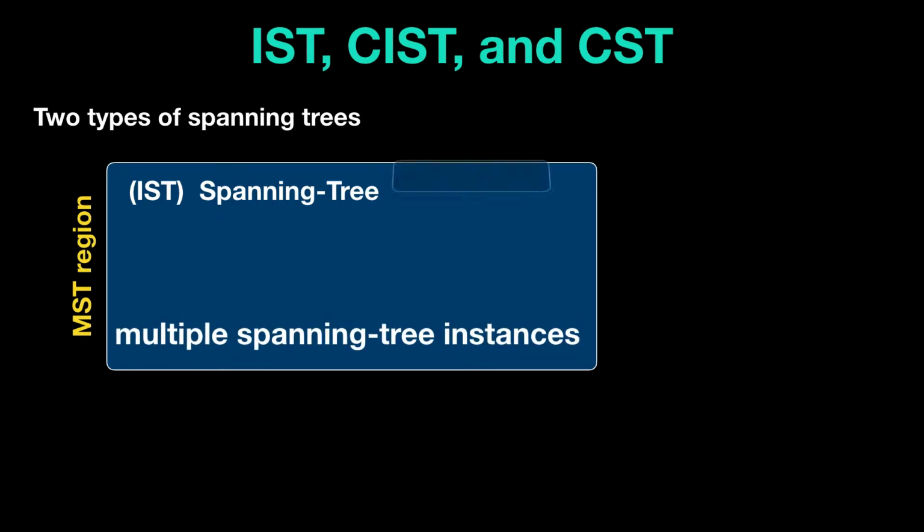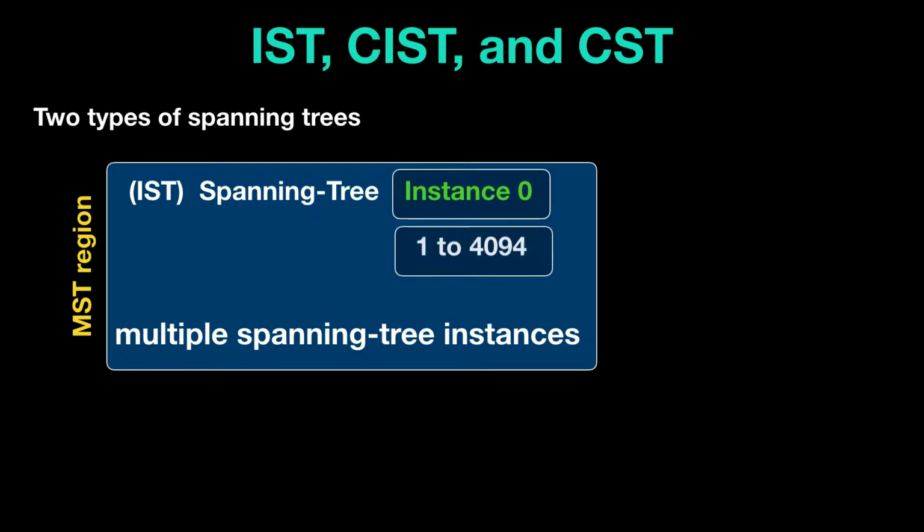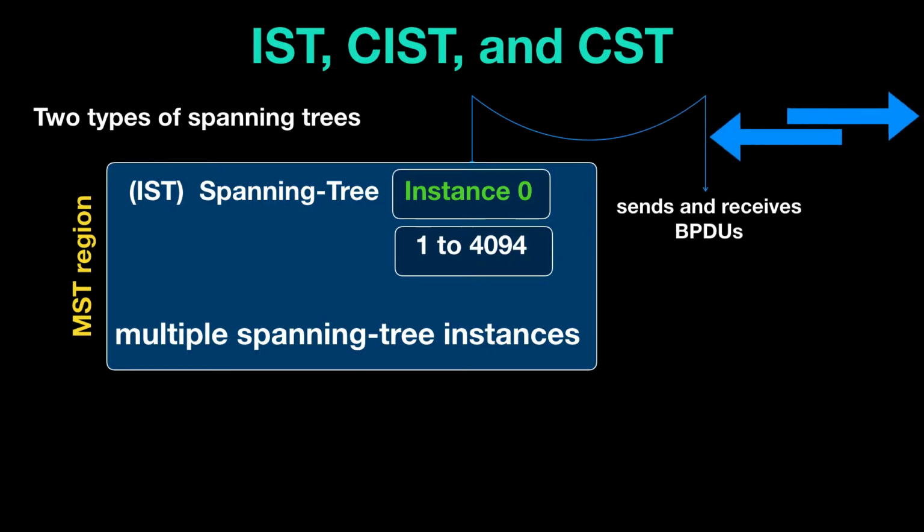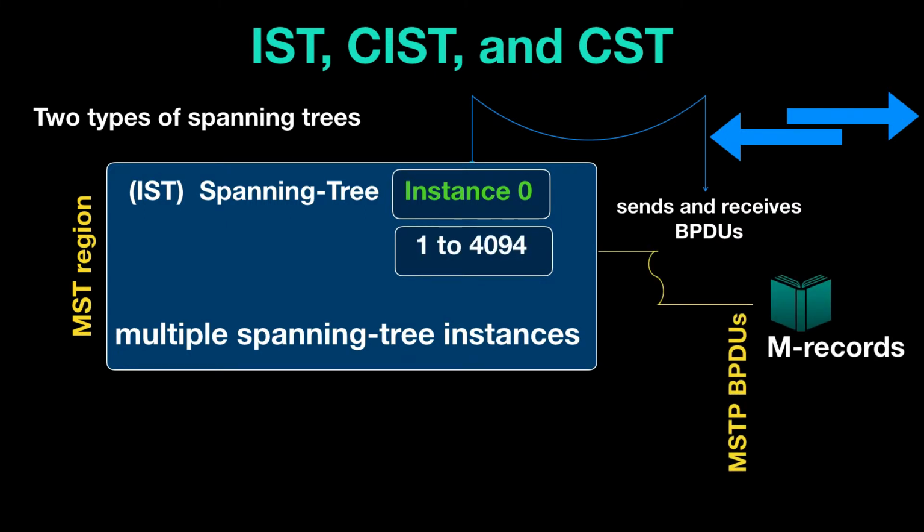Instance 0 is a special instance for a region, known as the internal spanning tree, IST. All other MST instances are numbered from 1 to 4094. The IST is the only spanning tree instance that sends and receives BPDUs. All of the other spanning tree instance information is contained in M records, which are encapsulated within MSTP BPDUs.